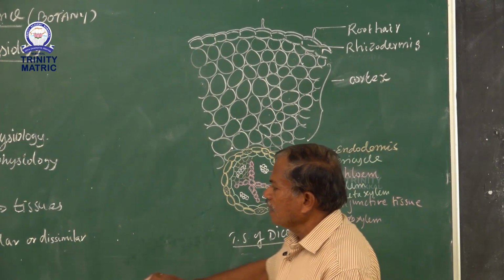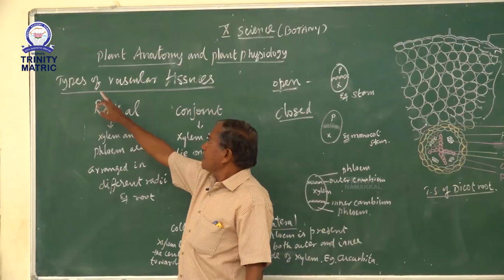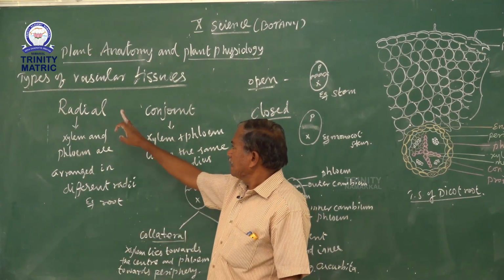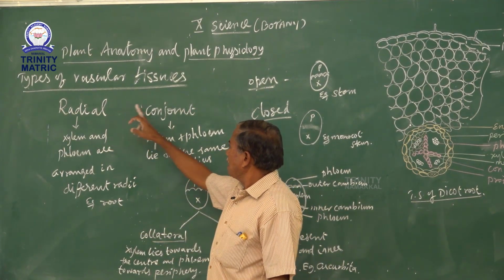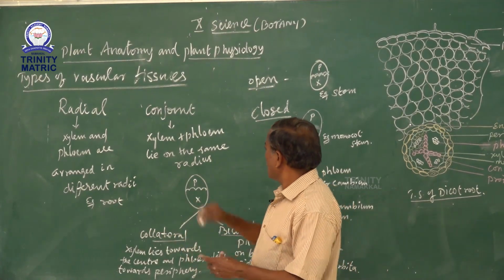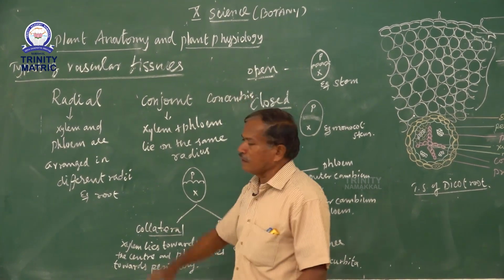According to Sachs, the tissue system is classified into three types of vascular bundle: radial, conjoined, and concentric.